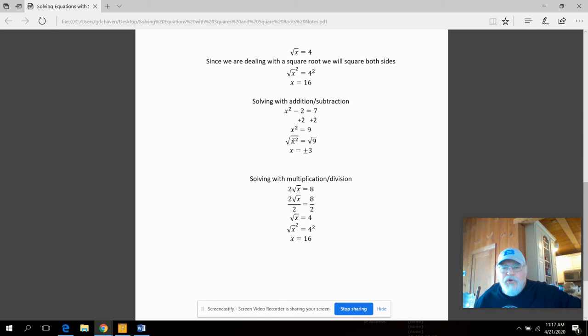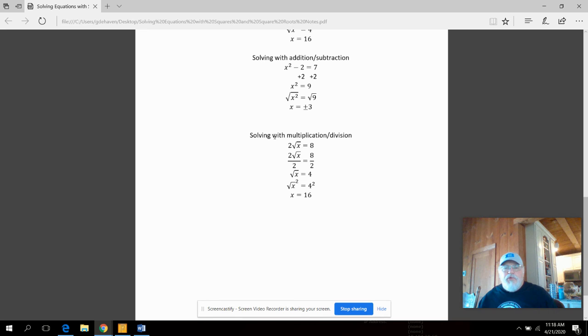Now I have a square that I have to get rid of. So to get rid of the square, I have to square root it because the square and the square root cancel each other. But also do the other side, so I get the square root of 9. So the square root of x squared is x. And the square root of 9 is plus or minus 3 because 3 squared is 9 and negative 3 squared is 9. Okay? So when we're using square roots to solve, we've got to account for the plus or minus.